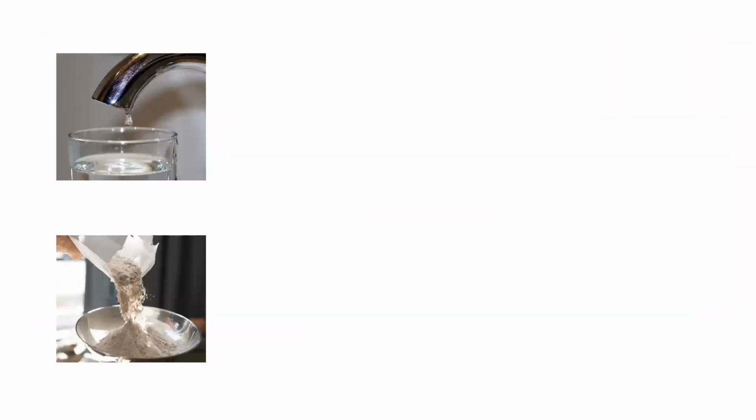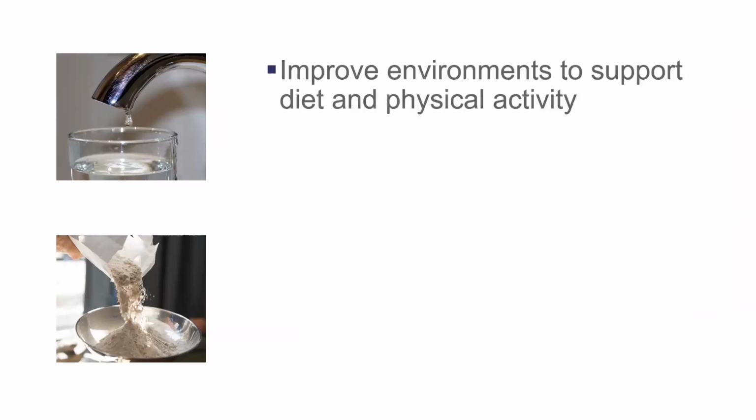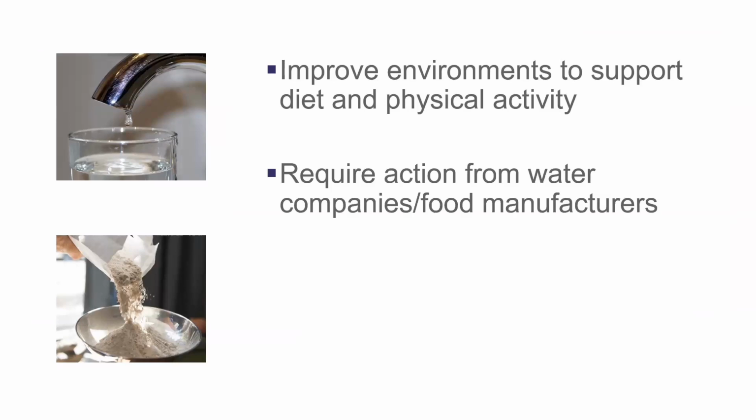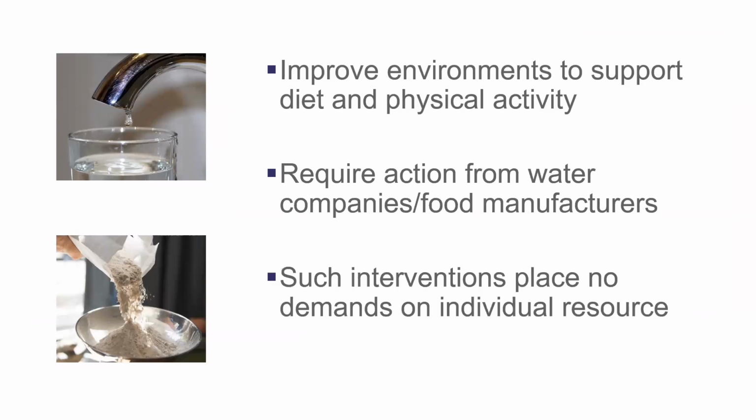In contrast, interventions such as tap water fluoridation or fortification of flour with folic acid, as examples, change the environment to support diet and physical activity and require action from water companies or food manufacturers. But no behaviour change or demand is required of individuals, and they increase their fluoride intake by continuing to drink the tap water or continuing to eat products that contain the fortified flour.